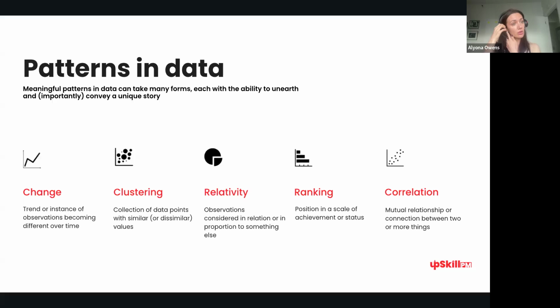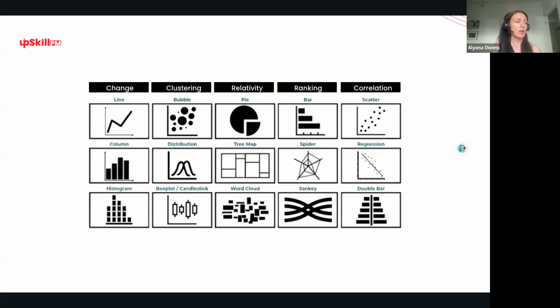And then correlation, a mutual relationship or connection between two or more things. It's kind of similar to clustering, but in correlation the difference is that oftentimes you're just comparing two things, whereas in clustering you can have a bunch of multiple things. So here are more examples.